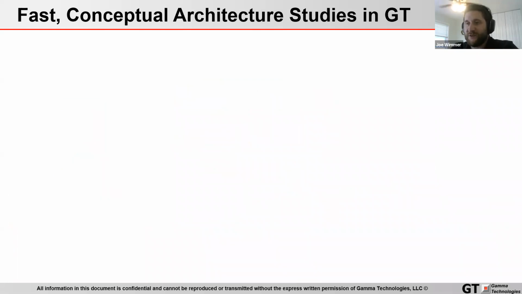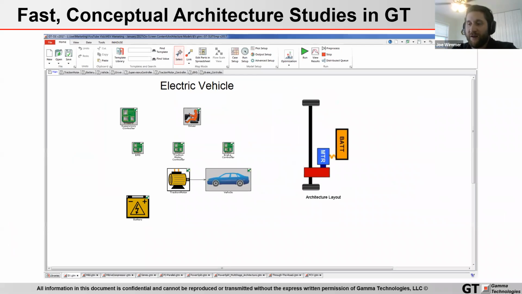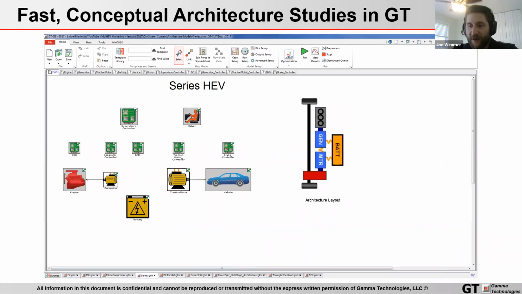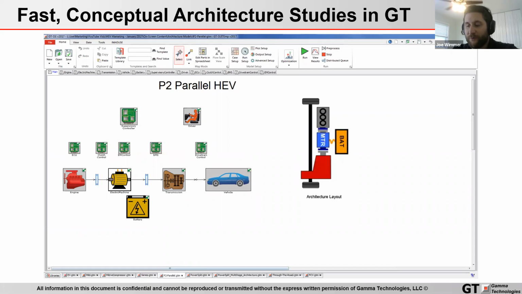And so with GT, we're able to put together any type of electrified vehicle, including things like pure electric vehicles, mild hybrids, which might look something like this in the GT software. Series hybrids, where you're basically having a generator connected to an engine, and then an electric vehicle as the traction motor. P2 parallel hybrids are kind of a mix of the latter two.